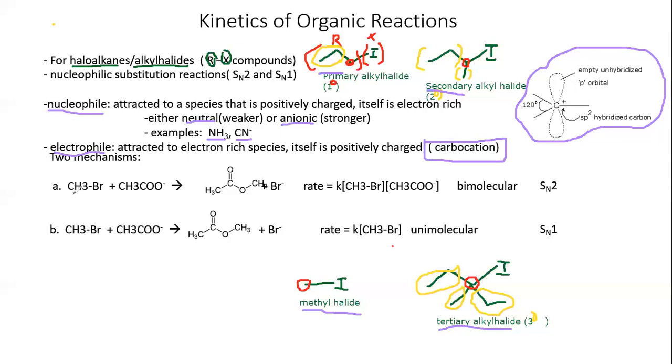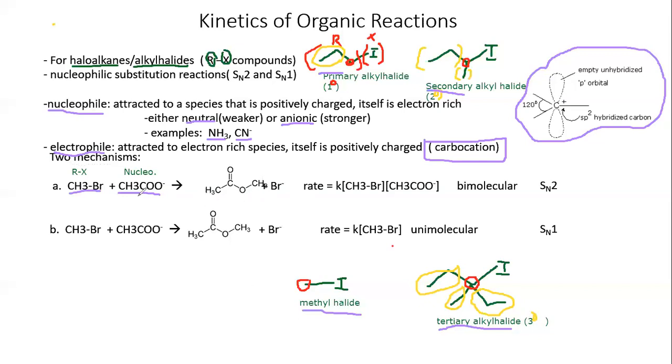So here, for example, we have methyl bromide, and we have the acetate ion. So again, the acetate ion is our nucleophile. The methyl bromide is our alkyl halide. And what happens is we get a substitution reaction.